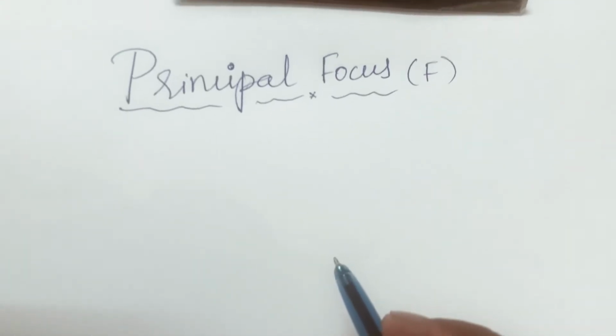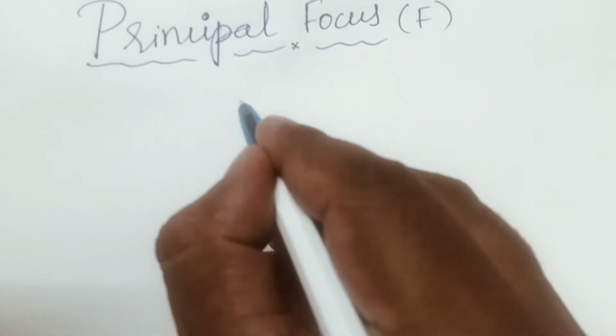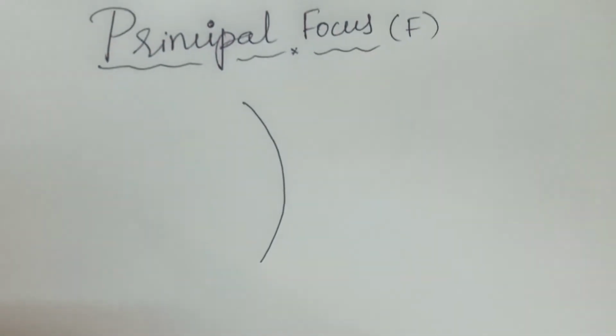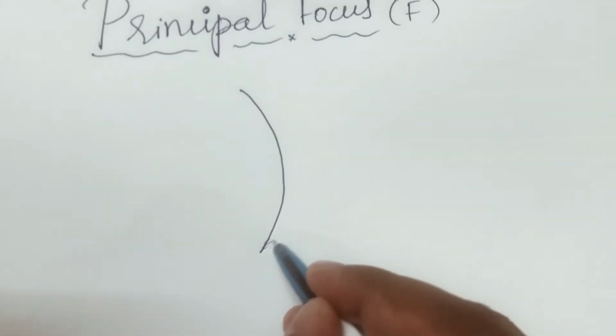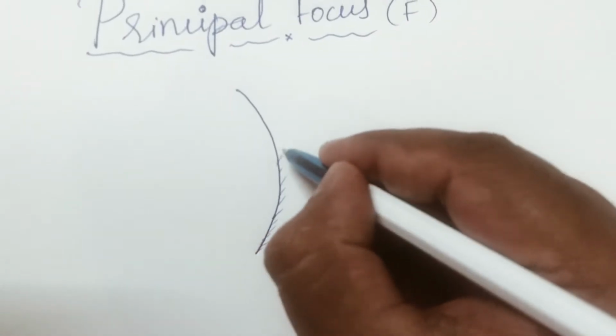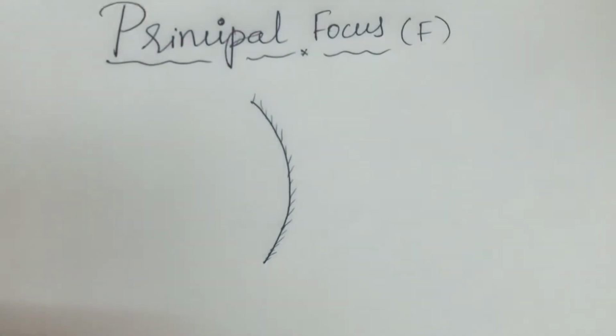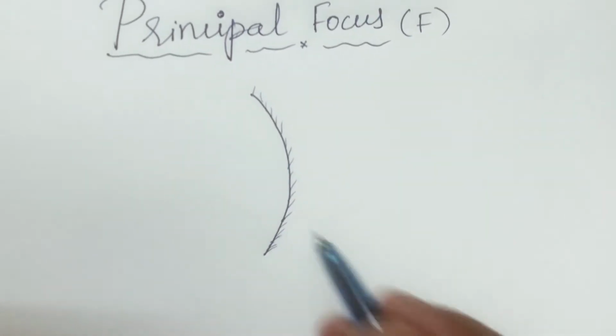Hello everyone. Today I am going to discuss the principal focus of a mirror. We'll consider a concave mirror, which is coated on one side with a silvery layer, and the other side is made for reflection.